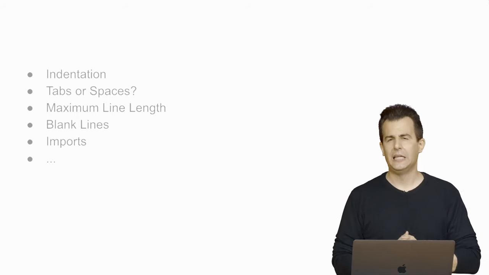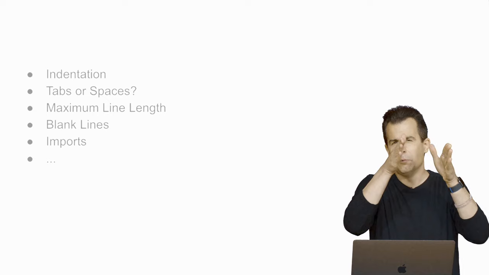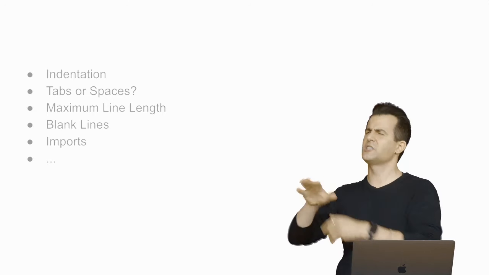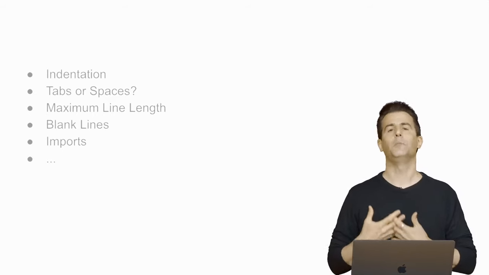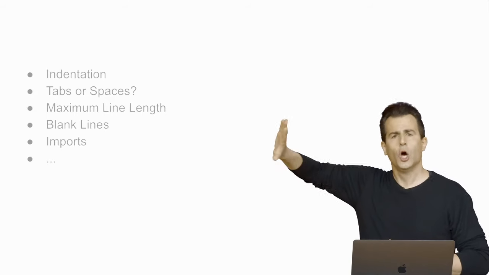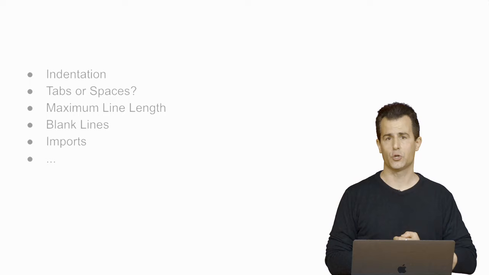What about maximum line length? Your code tends to get less and less readable the longer and longer your lines of code get, especially if they start to scroll over the screen. So Python tries to standardize what the maximum line length is. You just shouldn't go past a certain number of characters to the right of your screen.